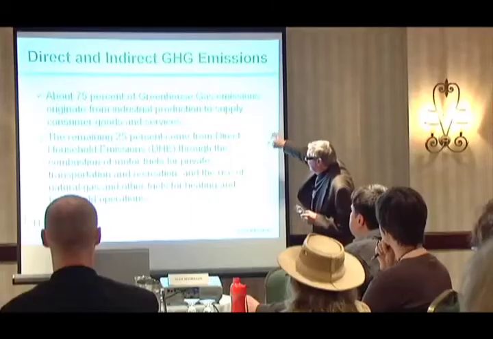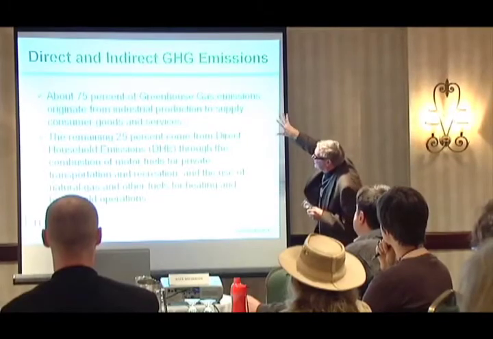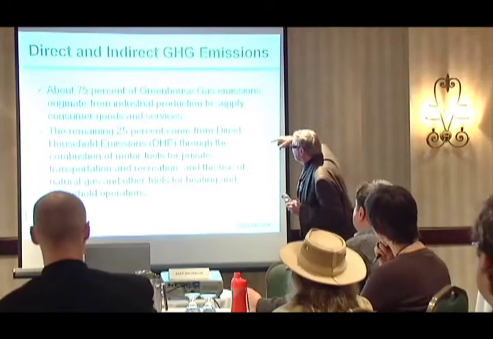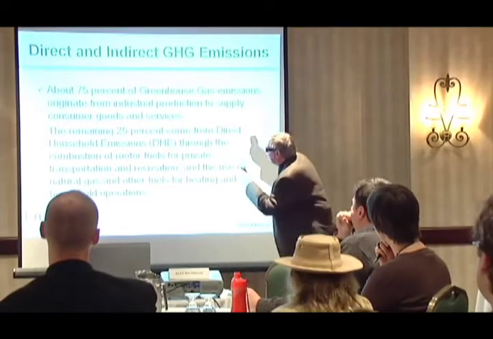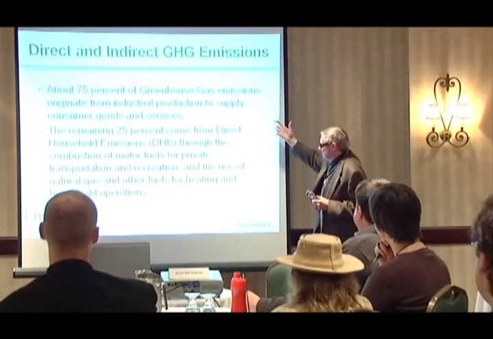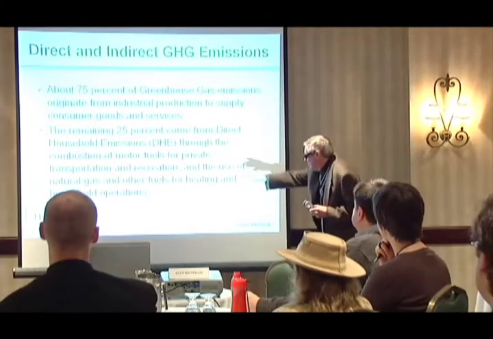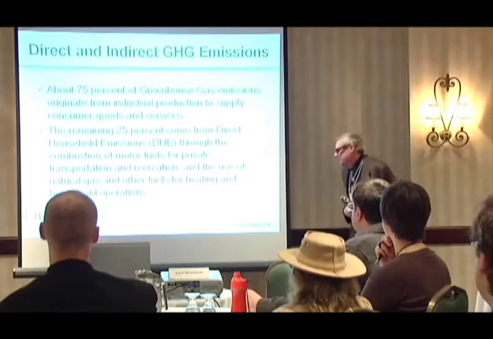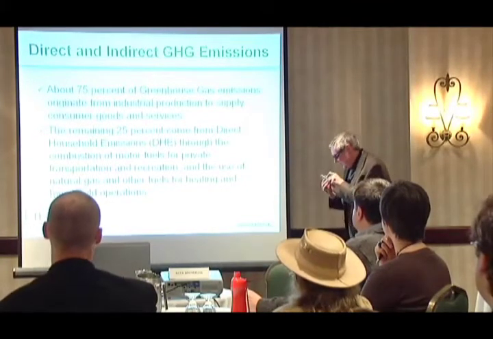So again, this is just quick. About 75% of the greenhouse gas emissions really come from the producers that supply consumer goods and services. The remainder comes through these two areas. A lot of it is private transportation and operations of the household.